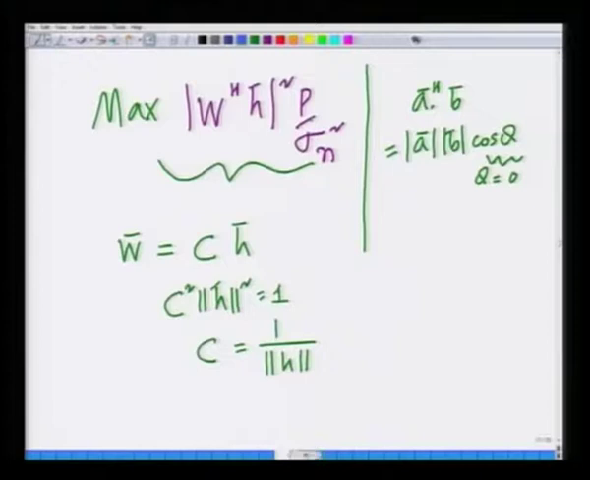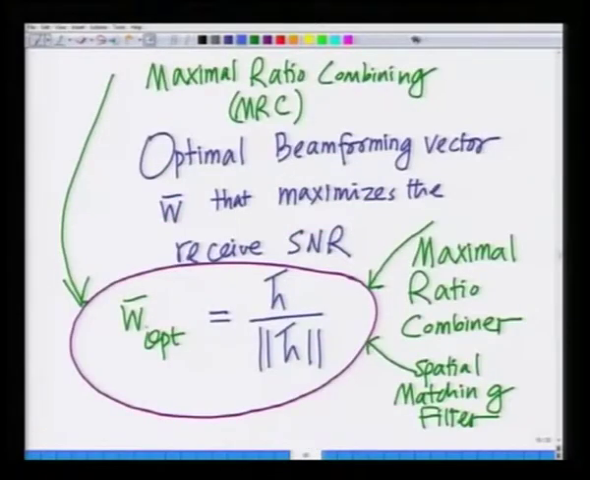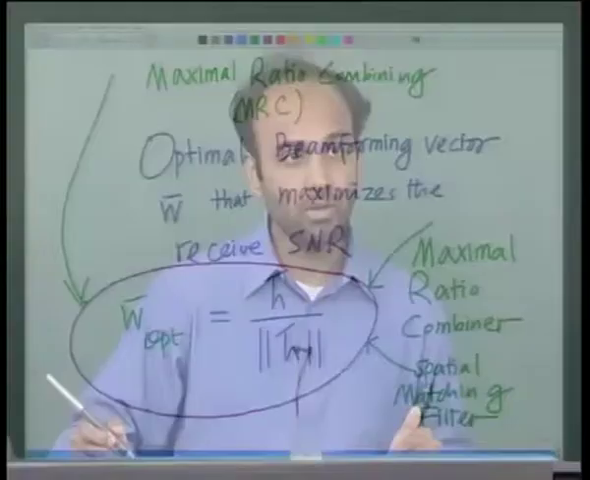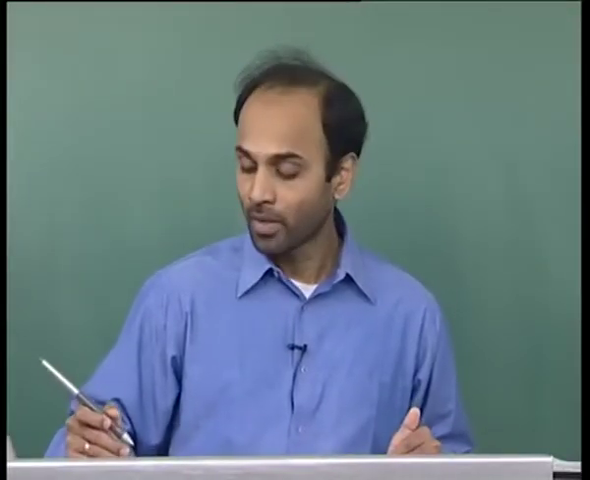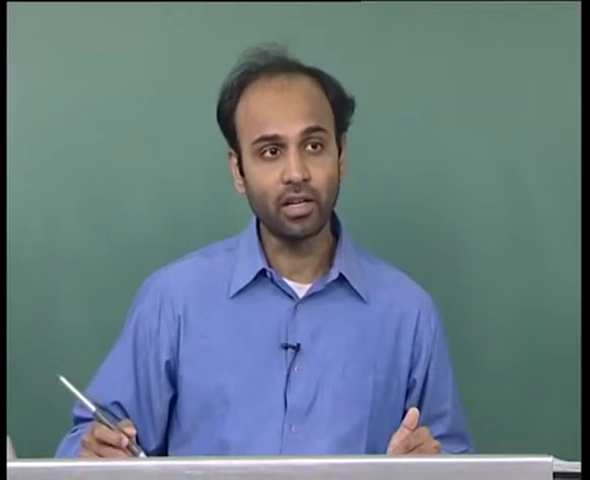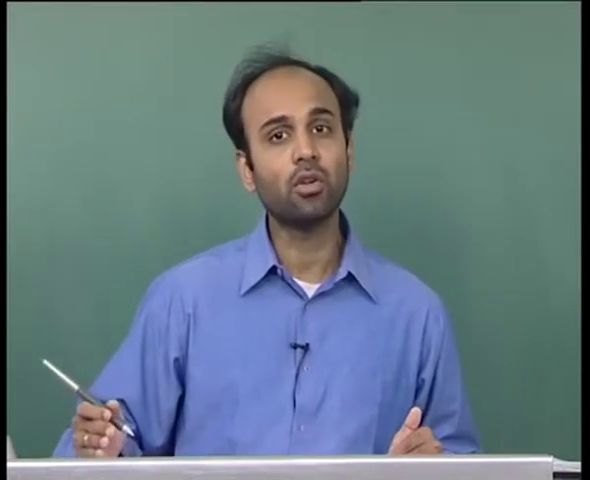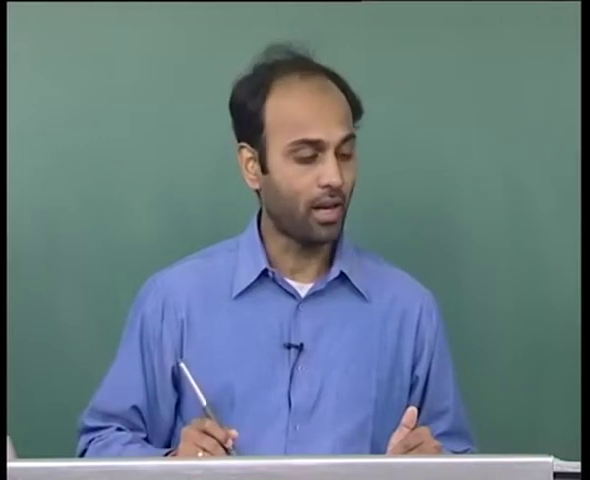We derived an expression for that W bar, and we said that W bar optimal is H bar, where H bar is the vector of channel coefficients, divided by norm H bar. Hence, it is aligned with the channel vector. Essentially, the optimal SNR maximizing vector is identically equal to the fading channel coefficient vector scaled by norm H bar. Hence, it is also known as a maximal ratio combiner since it maximizes the SNR. It is also the spatial matching filter since it is matched to the response of my array of L antennas.